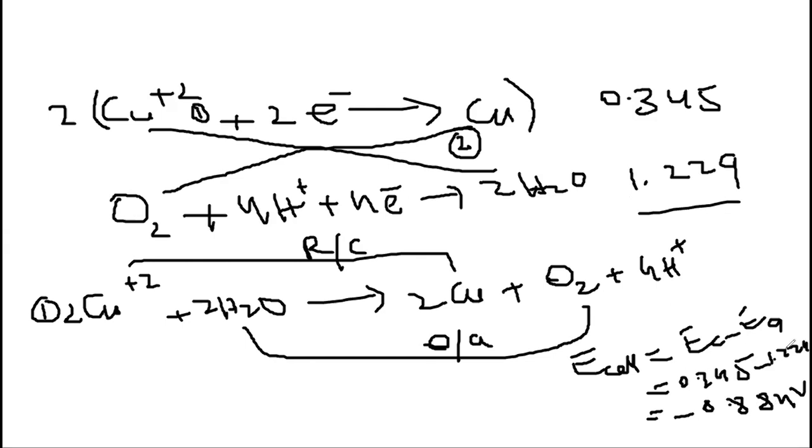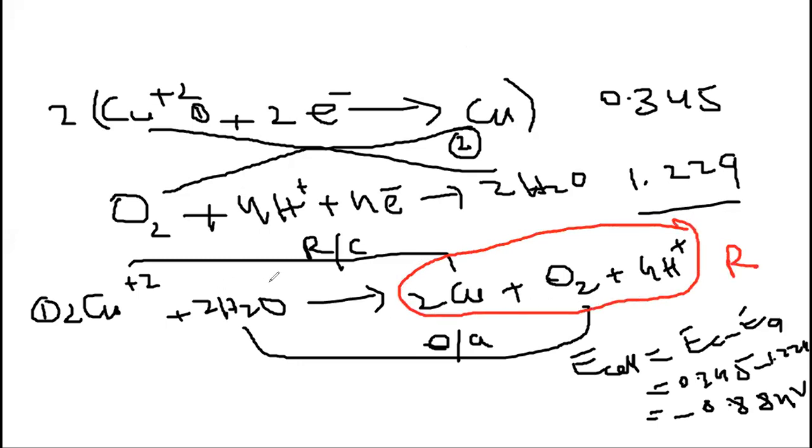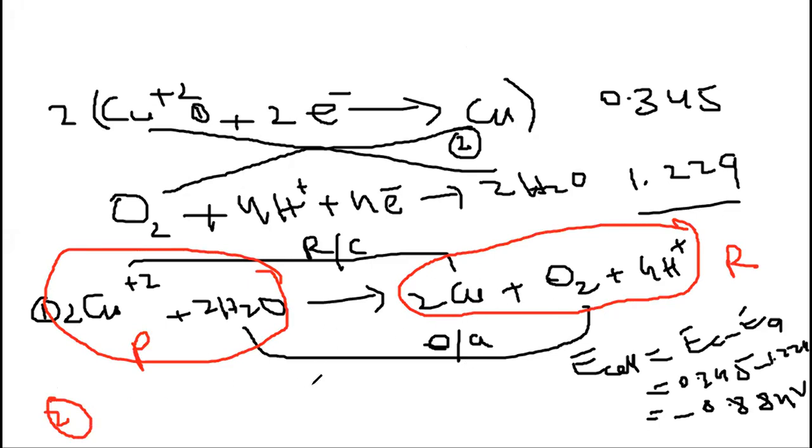So the second option is the reverse of this one. Maybe you can write it in your notebooks. You are just making the reverse of this reaction, so in this case these will be the reactants, and this will be the product. Okay, and this will be the second option over here. And now I am going to write the cell potential for option number 2.